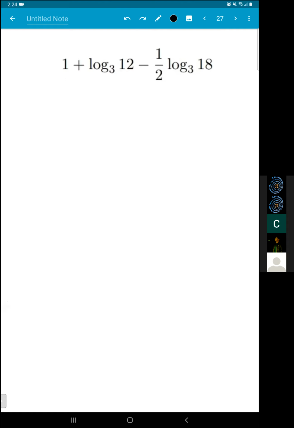Unless this were log one, right? Then actually it becomes zero. So it doesn't affect anything. But that one's just the number one with no logarithm before it. And your task here is to write the expression as a single logarithm. Anyone?